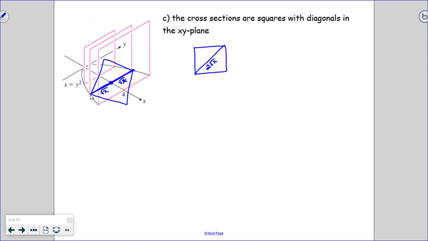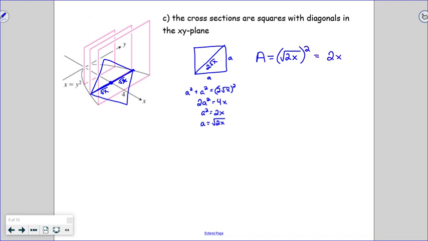So through our Pythagorean theorem or through special right triangles, however you want to attack this, if I were to call maybe the two sides of our square a, a squared plus a squared equals 2 square root of x squared, I can easily find that a is going to be the square root of 2x. Therefore, again, using that to find the area, my side length is the square root of 2x squared, which gives me an area of 2x.